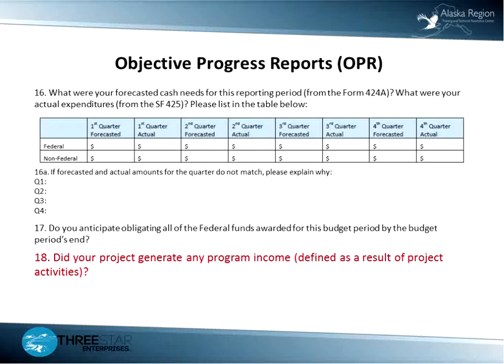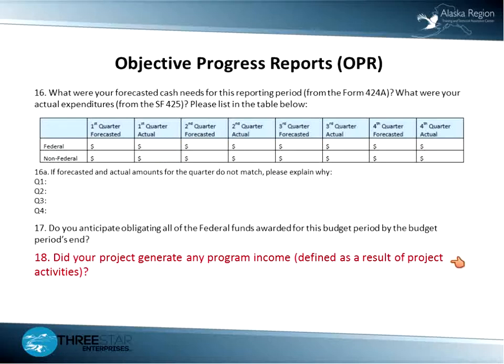Now, I highlighted these in red because as you're going through and you're doing your reports, you're going to be putting in your actual spend down of your money. As you're going through, you're filling out your forecasted amounts. But when you actually get into doing the quarterlies, you're going to fill out your federal and non-federal share of what you've actually spent.